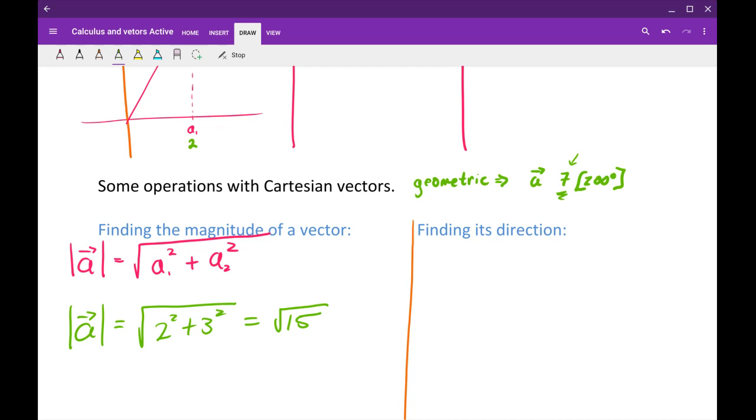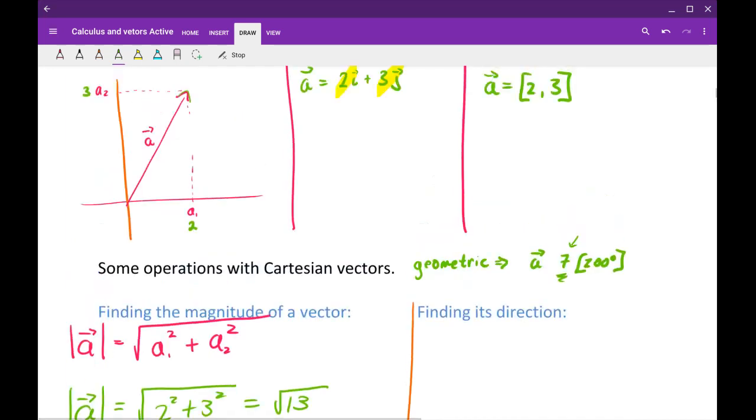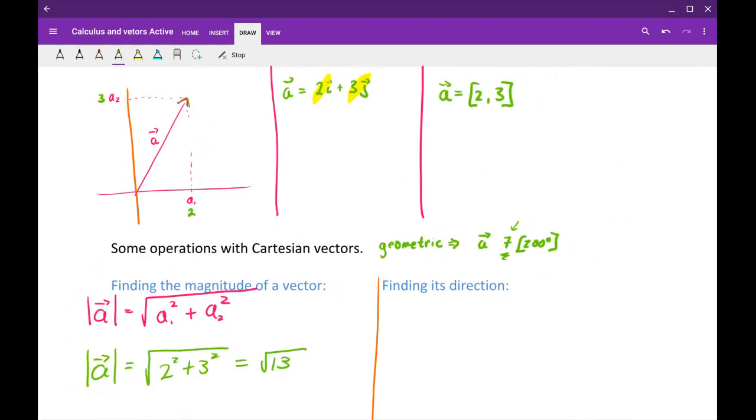14. No, 13. 13. Okay, so that's how long this vector is, this vector A.